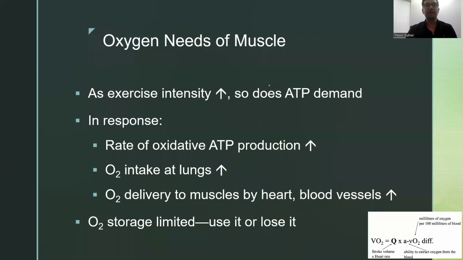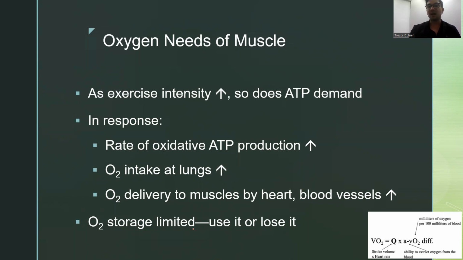So we look at this, the oxygen needs of the muscle, right? As exercise intensity increases, so does ATP demand. In order for you to continue that output and have that higher output during your exercise, it's because you have more ATP being produced. So in order to maintain higher exercise intensity, you need to have higher ability to produce ATP. So in response to this, the rate of oxidative ATP production increases. O2 intake in the lungs goes up, O2 delivery to the muscles and heart increases, and then oxygen storage is limited. Use it or lose it.